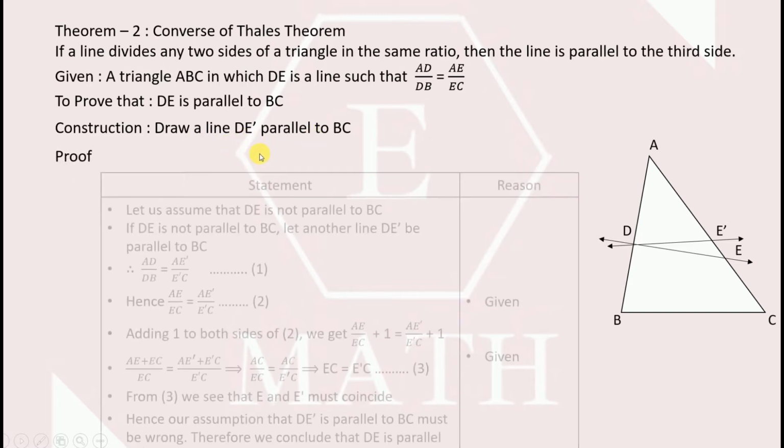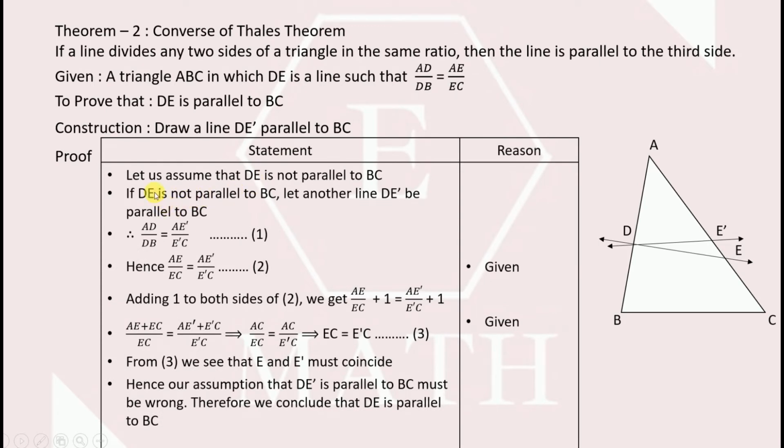Okay, proof. So firstly, let us assume that DE is not parallel to BC. So if DE is not parallel to BC, then let another line be there called DE dash. Okay, let it be parallel to BC. We'll assume like this, and therefore, according to Thales theorem, what we get is AD by DB will be equal to AE dash by E dash C. This is from equation number 1. Hence, AE by EC will also be equal to AE dash by E dash C.